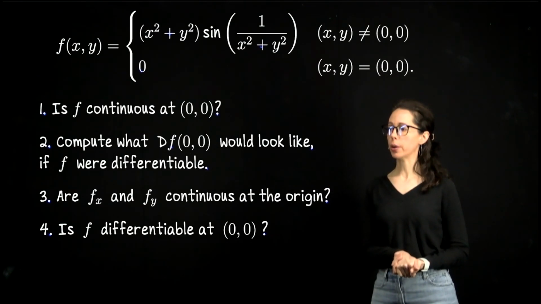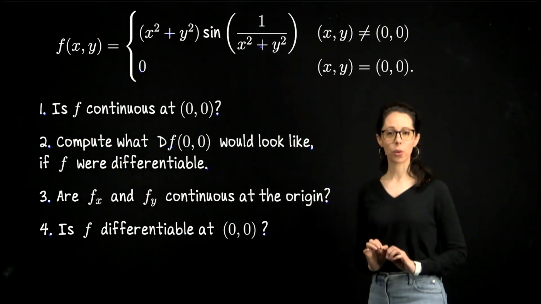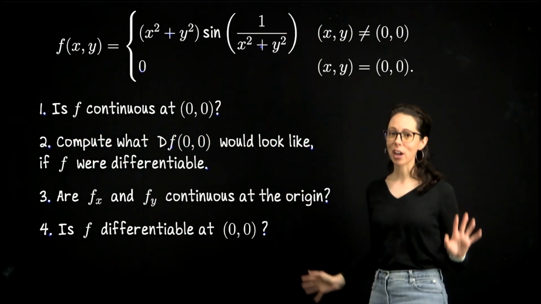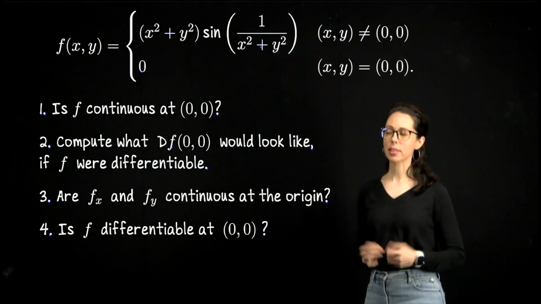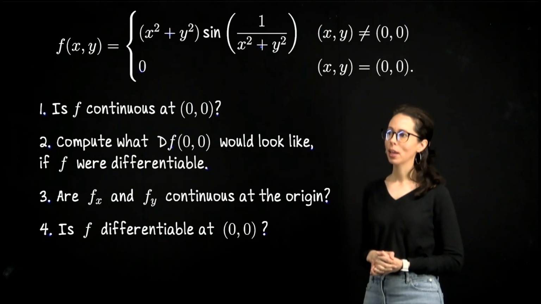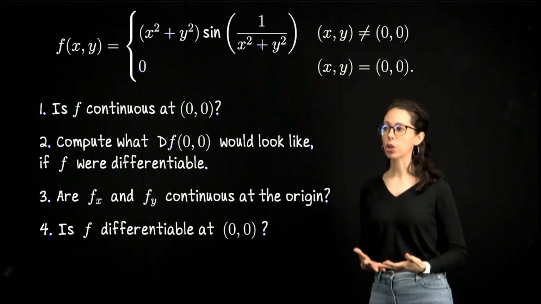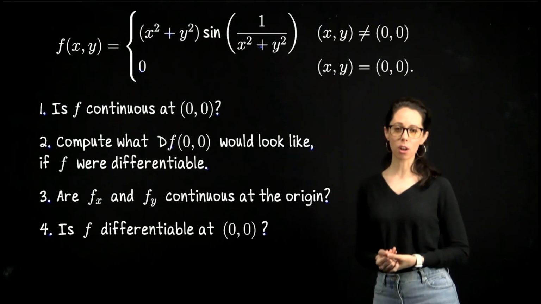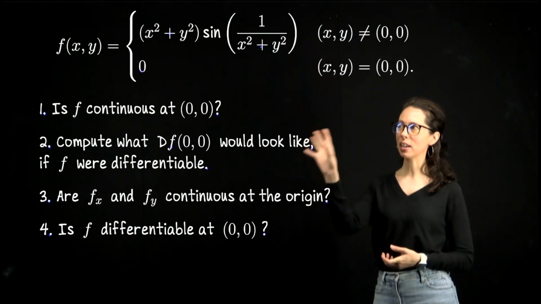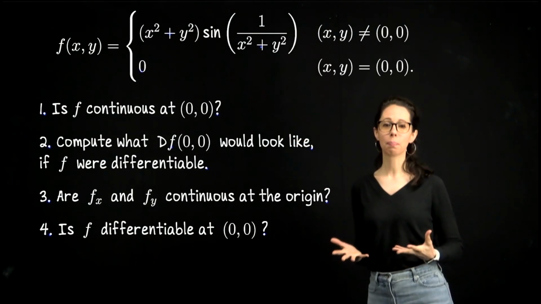So here's what we're going to do. The first thing we're going to do is show that this function is continuous at the origin. If it were not continuous, then we wouldn't have to do any of this, because if it were not continuous, then it wouldn't be differentiable. However, it is continuous. We will work through how to show that. So then we will say, okay, if it's continuous, maybe it's also differentiable at the origin. It's not immediate from looking at this piecewise defined function that it would be.